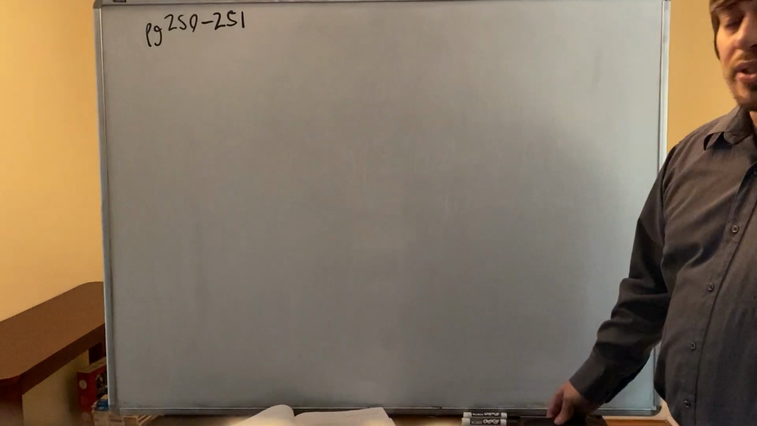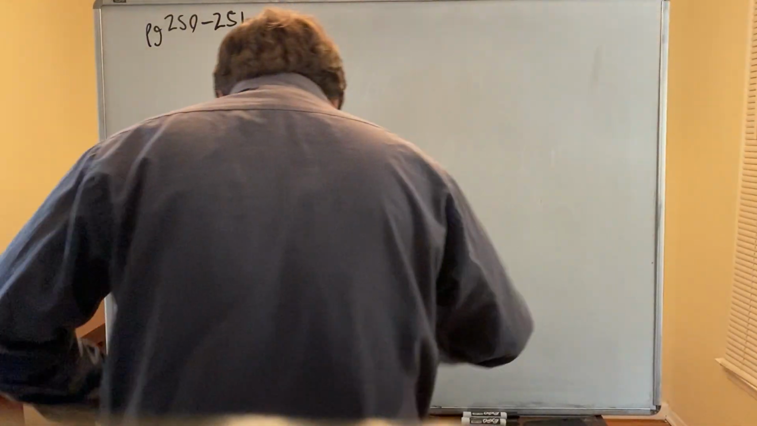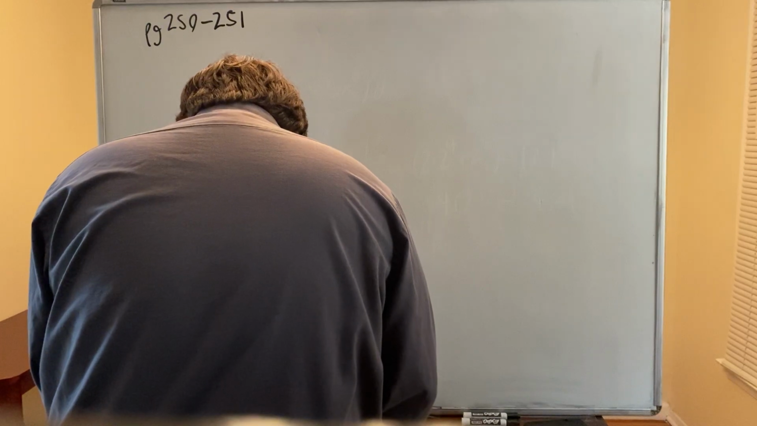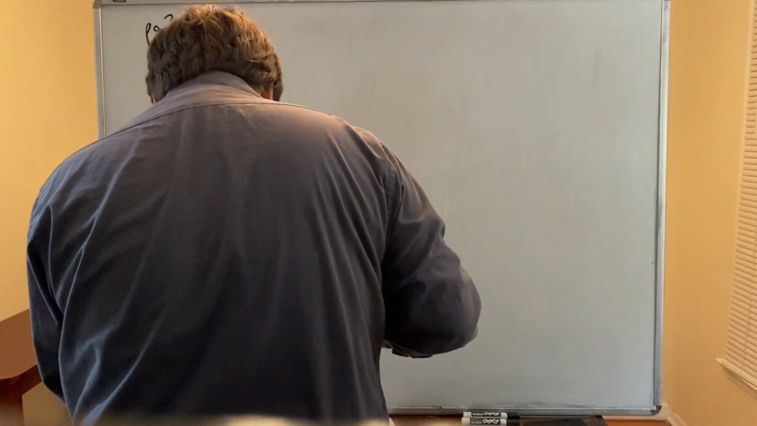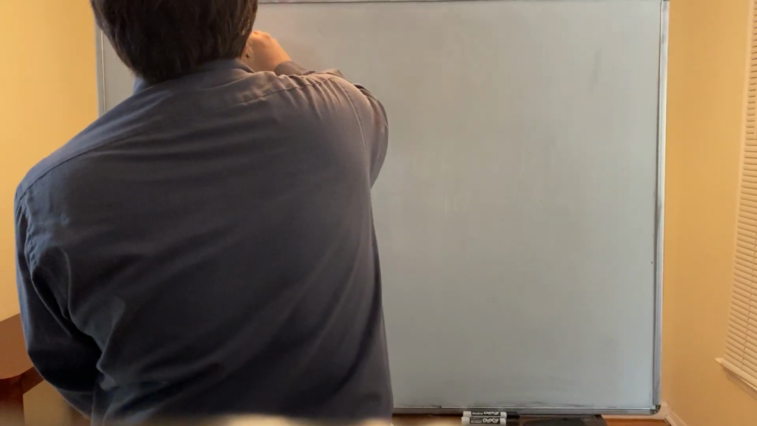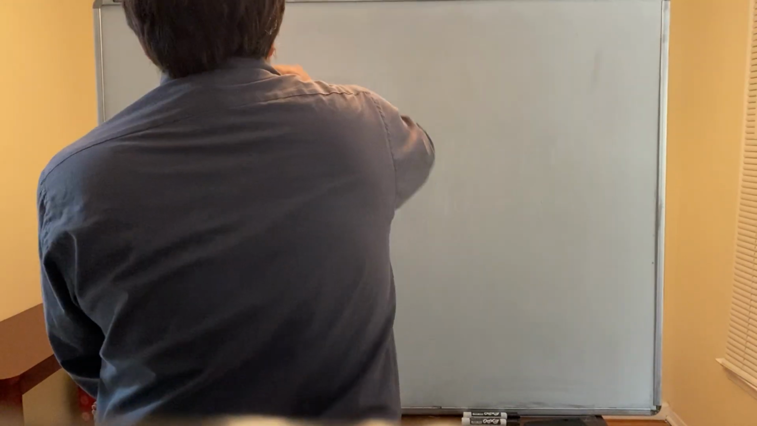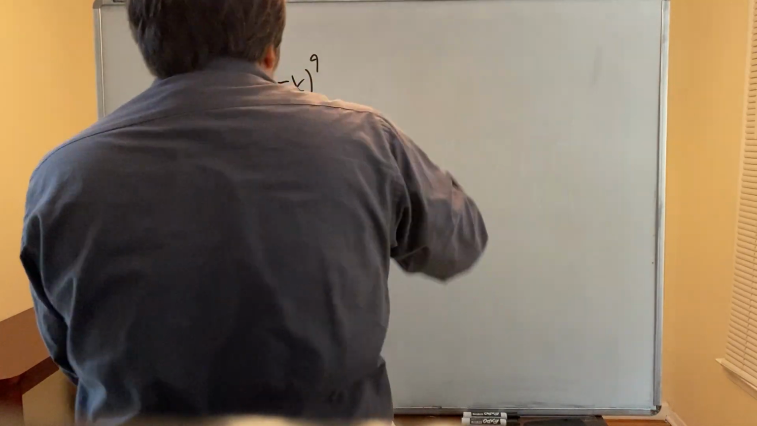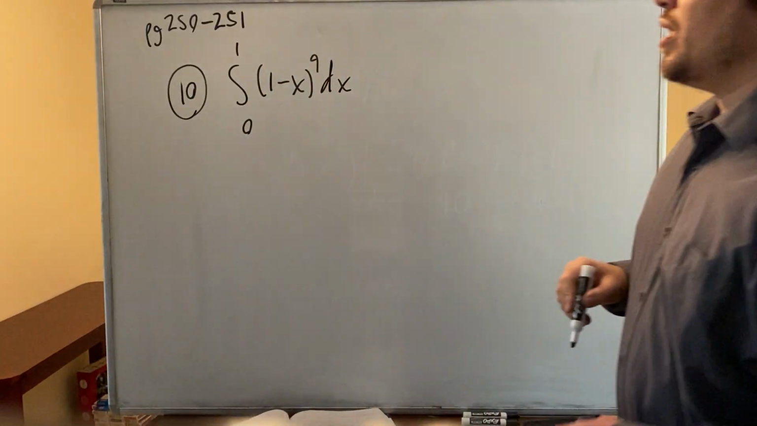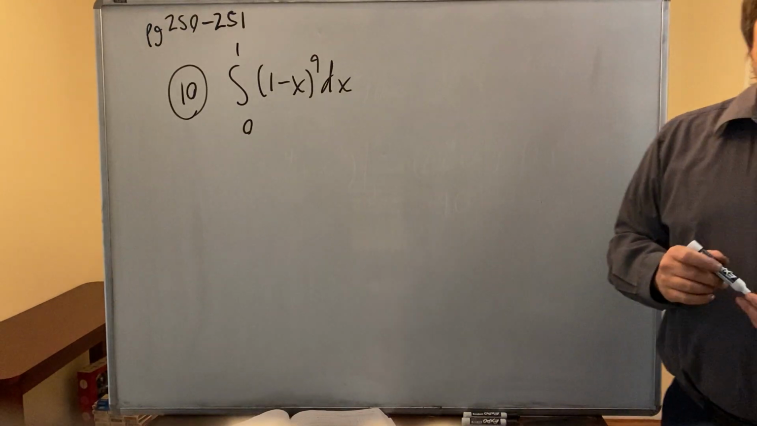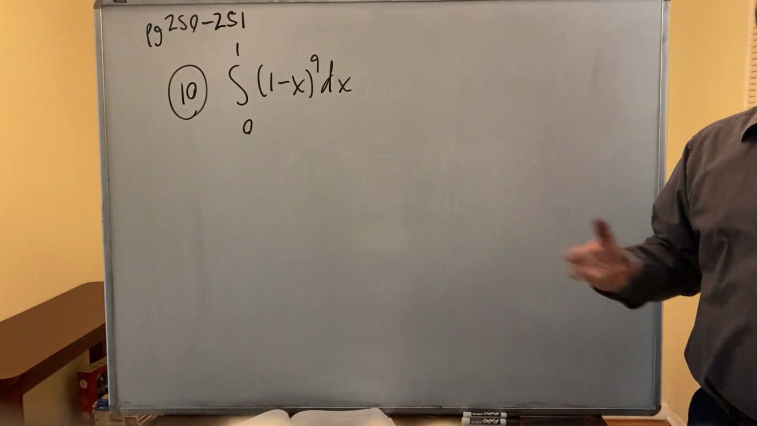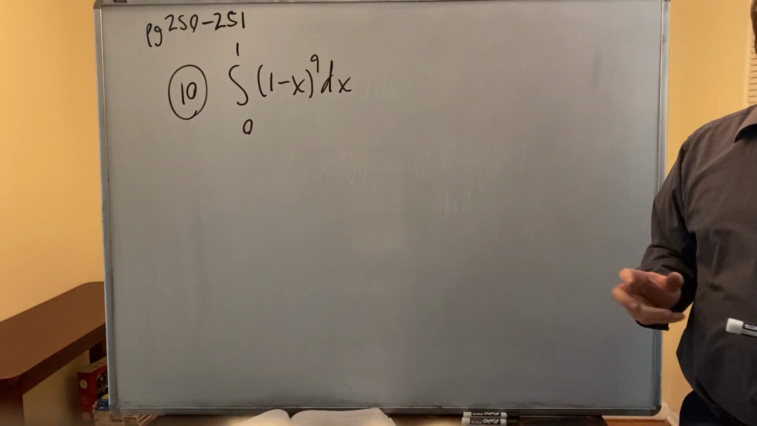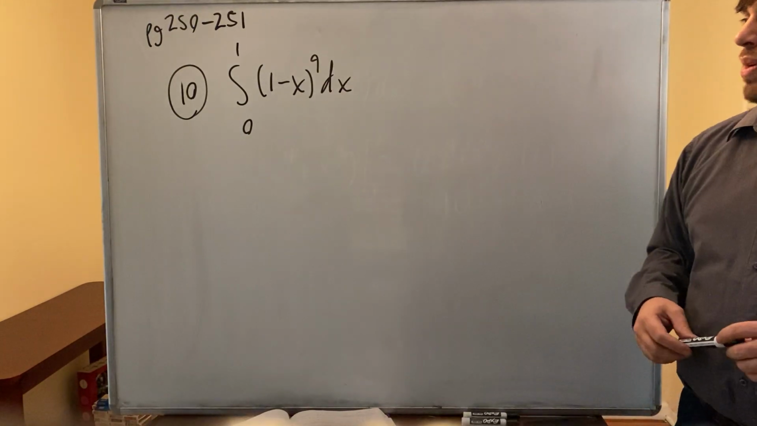Let's do another evaluation theorem problem. So let's do number 10. Now here's number 10. Number 10 is the definite integral from 0 to 1 of (1 minus x) to the 9th power dx. And so first, your very first thought is, okay, maybe I can use the evaluation theorem, and maybe that's easy, right? But then it's 1 minus x to the 9th power.